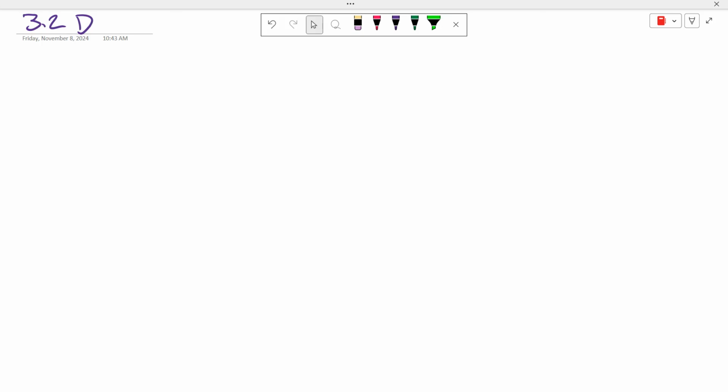So we foiled last time. So now we're going to unfoil. Oh, it's C, not D. Sorry. 3.2 C. Unfoiling is called factoring.